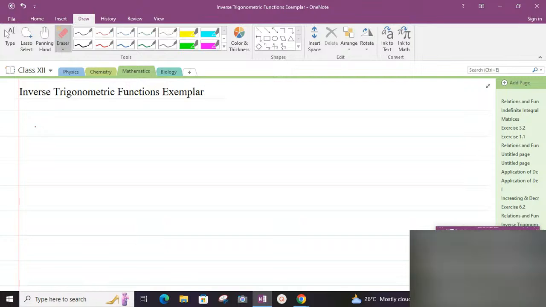In this class, I am going to solve the questions related to the inverse trigonometric function. That's the question number 14, and all questions are from NCERT exemplar. In earlier classes, I have solved up to question number 13. Let's see the question number 14.